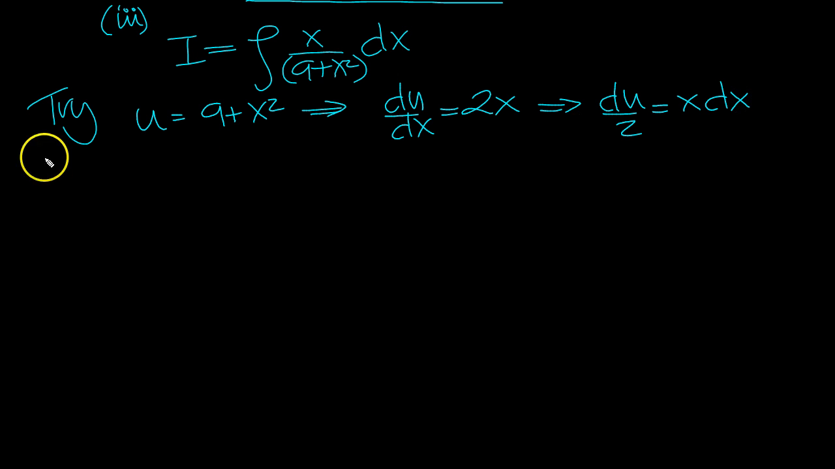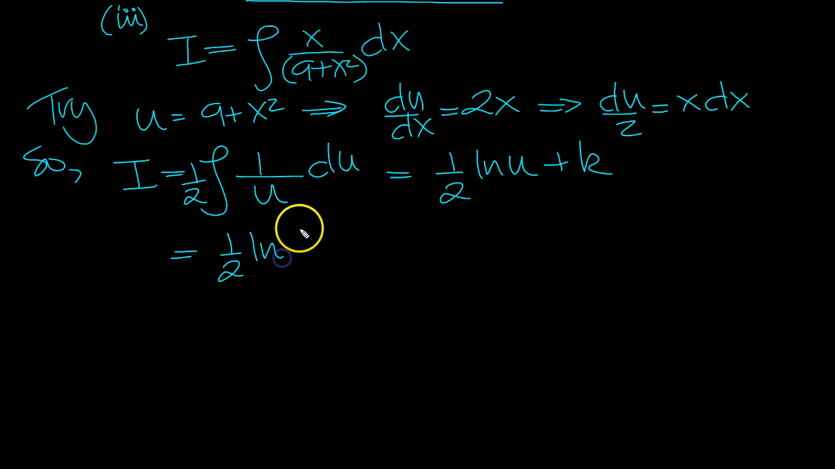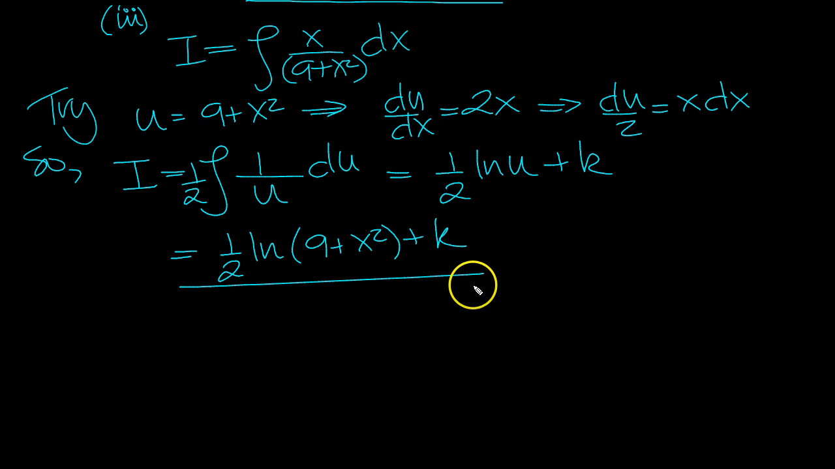And we separate it out. So I equals then x dx is du over 2, so we can put the half there. The du, 1 over, and the 9 plus x squared is just u. So this is log u, and it's a half lots of plus k, constant of integration. And that's equal to then a half log of u, which is 9 plus x squared, plus k, there's u, which is what we wanted to show.